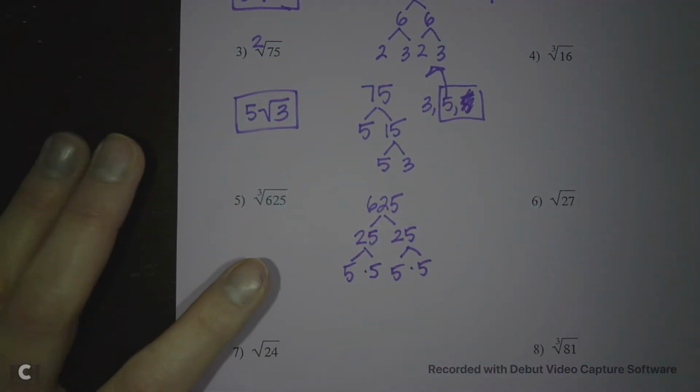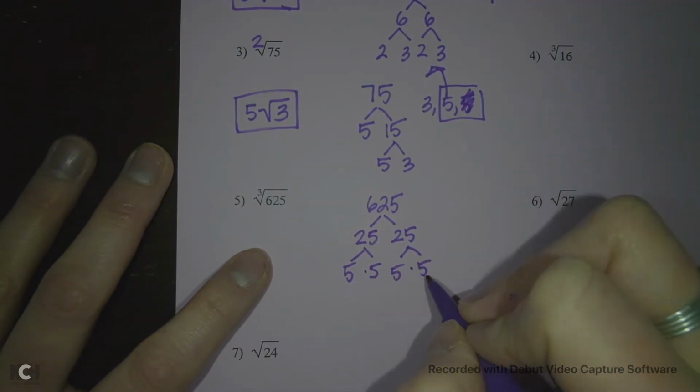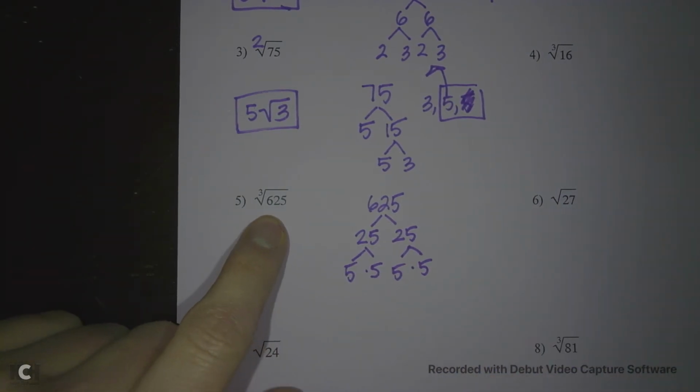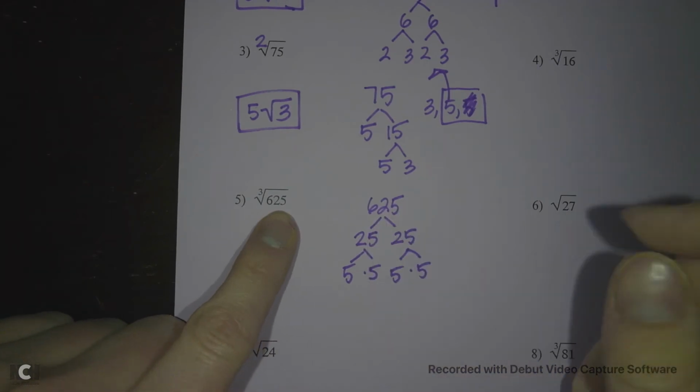Okay, so that means that if I had 5 times 5 times 5 times 5, that would give me 625. That's what the factors mean: what you multiply to get your big number.